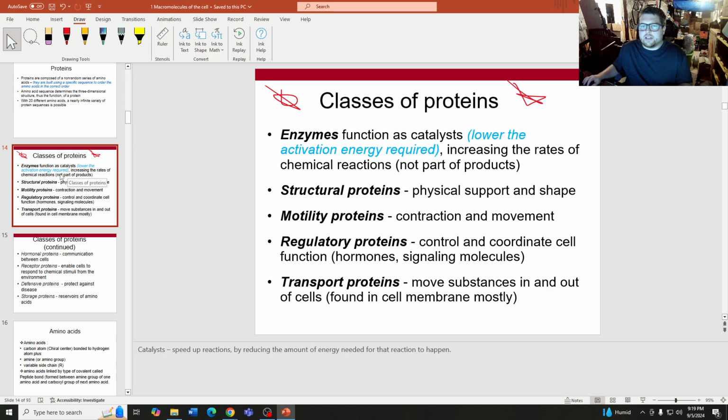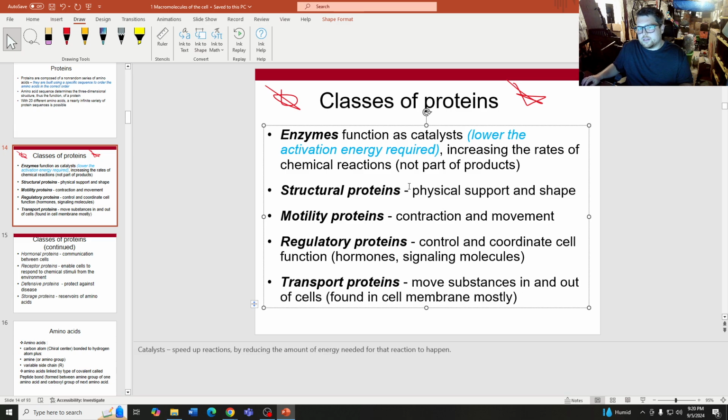If we didn't have the enzyme to help speed up the reaction, we would need a bunch more energy, and it would take more time and different conditions for that to happen. We'll talk tons about enzymes in biochemistry. So an enzyme increases the rate of chemical reactions, making the reactions occur faster.